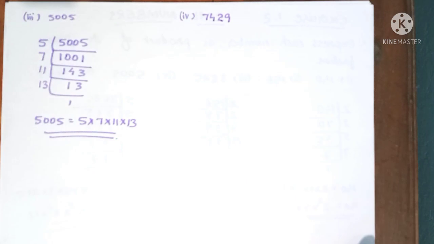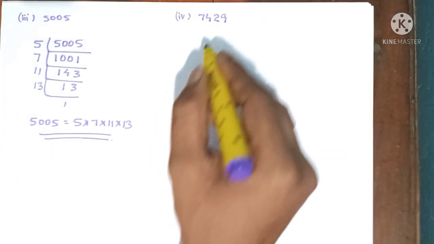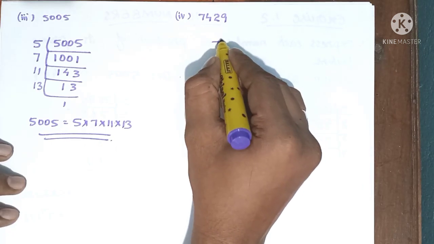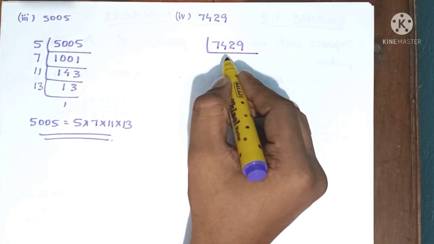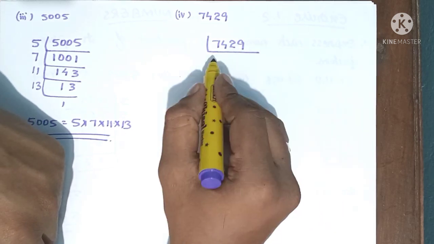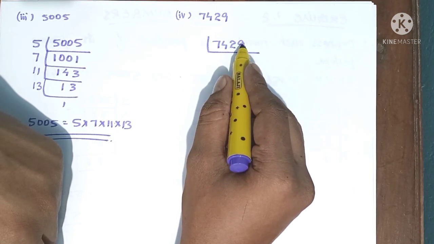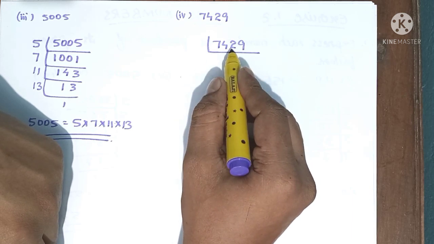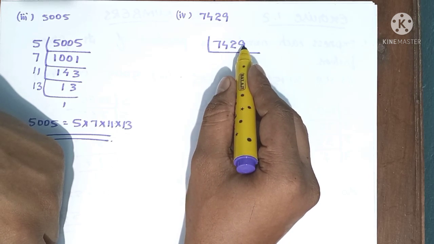7429. We have to do the prime factorization of 7429. Can we use 2? No. Since this is an odd number, we cannot use 2. How about 3? 7 plus 4 is 11, 11 plus 2 is 13, 13 plus 9 is 22. 22 is not divisible by 3, so this number is also not divisible by 3. Next prime number is 5. 5 is not possible since this is not ending with 0 or 5.